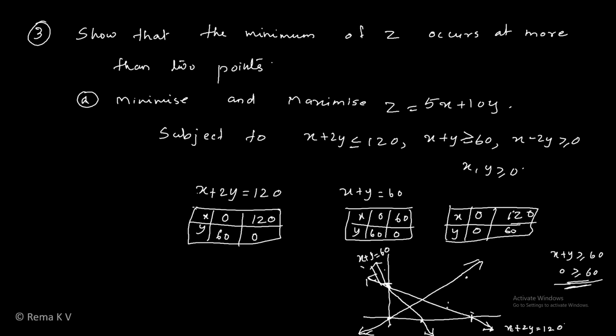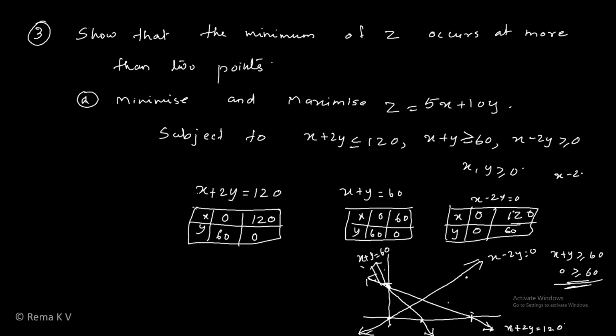Okay, for this first line, the lower part. For this, the upper part. And now we have to consider this line, that is x minus 2y is equal to 0. We cannot consider the origin here because this line passes through the origin. So you have to consider any other point. Let us take this 0, 60.